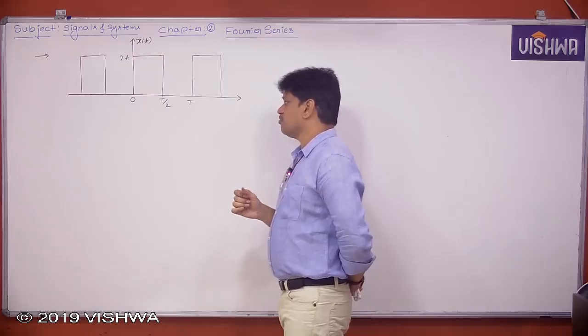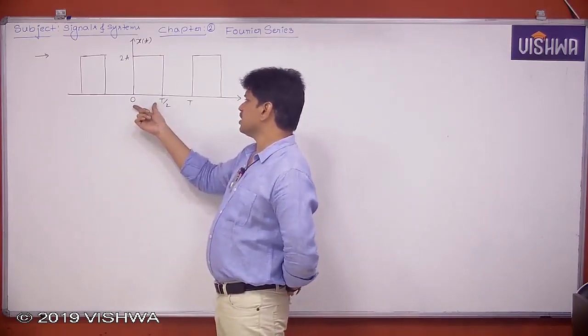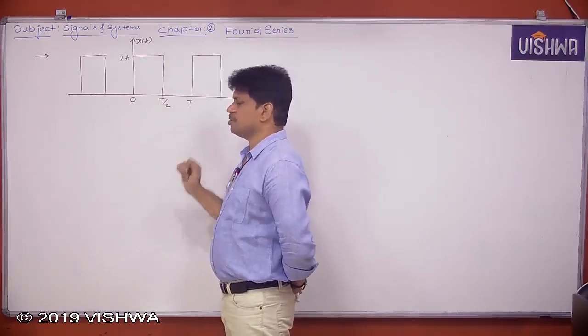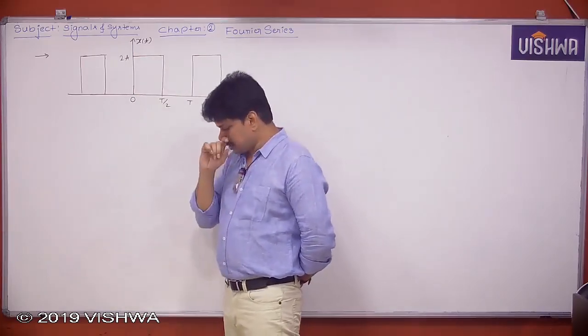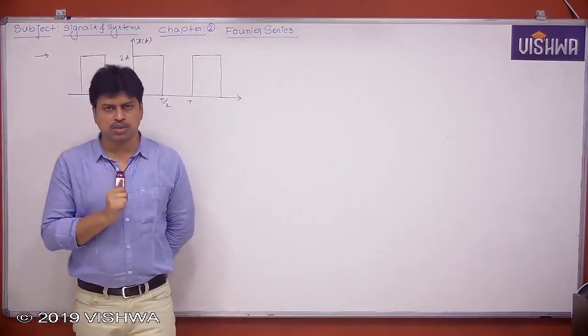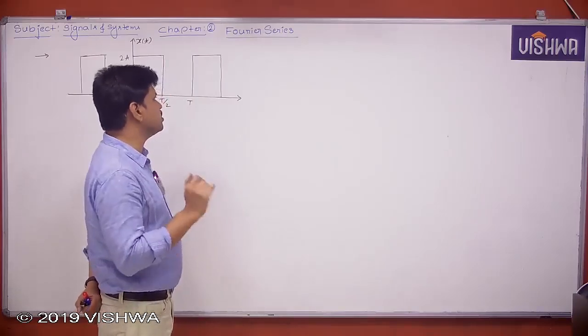Do we have the half-wave symmetry? That is also not there. Why? If you consider t by 2, if you consider next, here we are having 2a, we don't have the minus 2a here. So that is also not the case. So it may look like it does not have any symmetry.